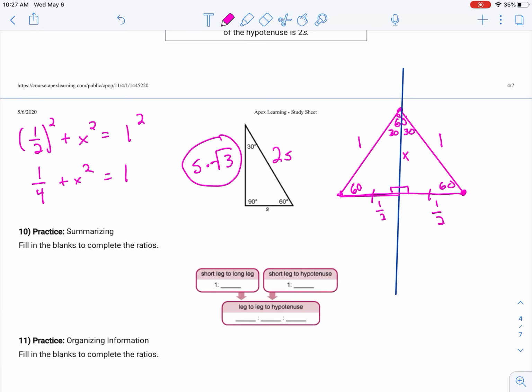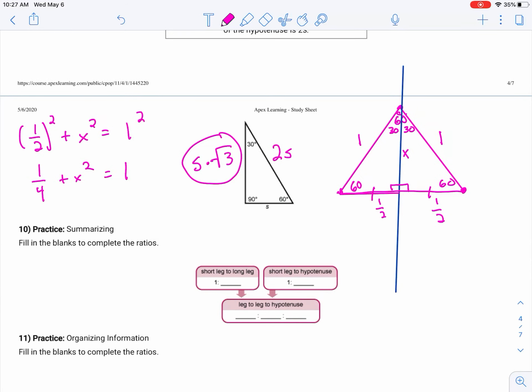Okay, now what I would do is I would subtract a 4th from each side. And I would get x squared is equal to 1 minus a 4th, which is 3/4. And then I would take the square root of both sides, and that would give me x is equal to the square root of 3 over 2. Okay, square root of 4 is 2. Square root of 3 is ugly, so I left it the square root of 3. So this tells me that x is the square root of 3 divided by 2.